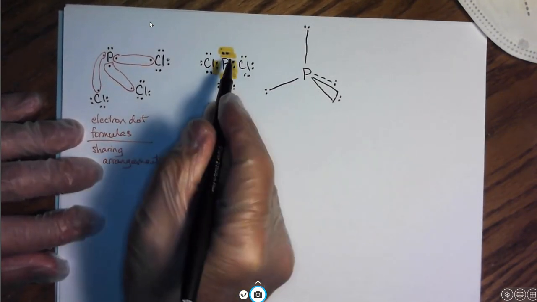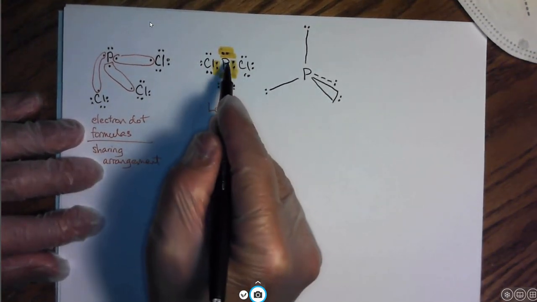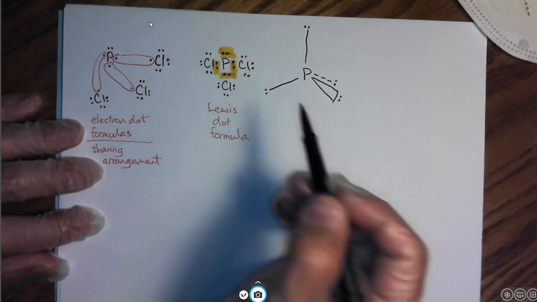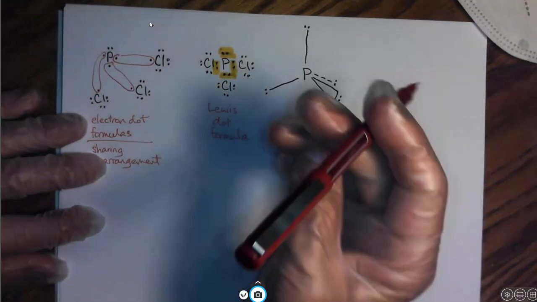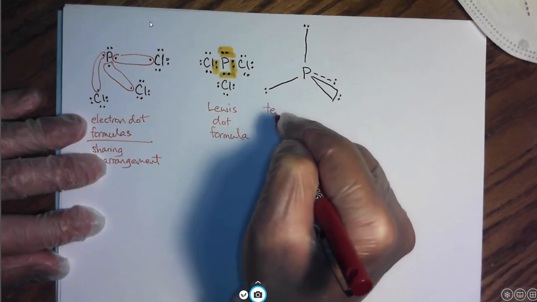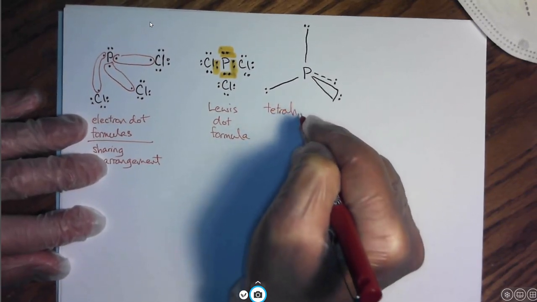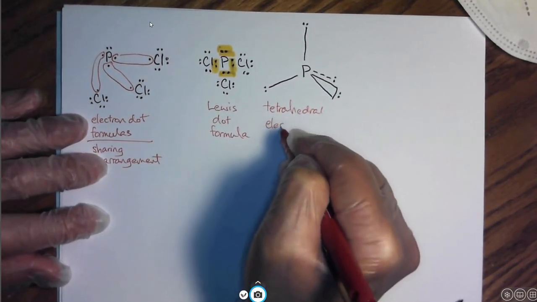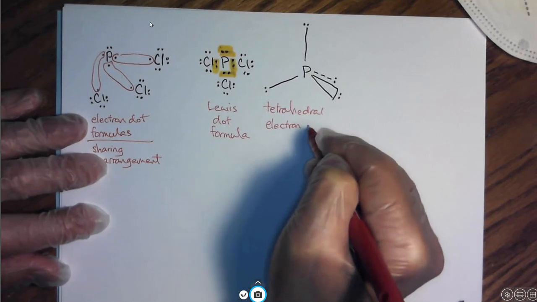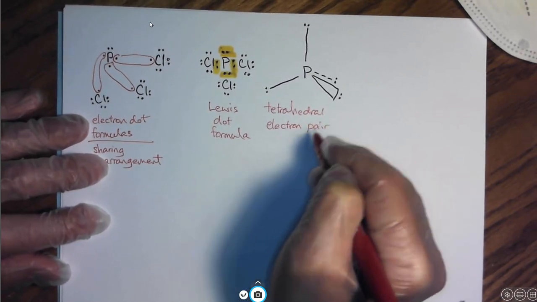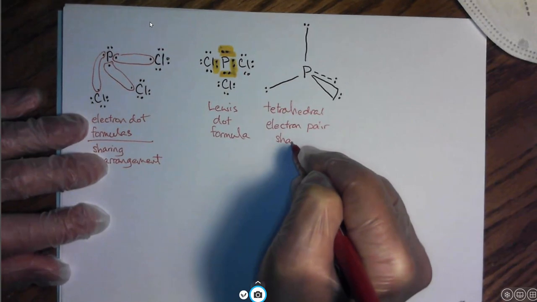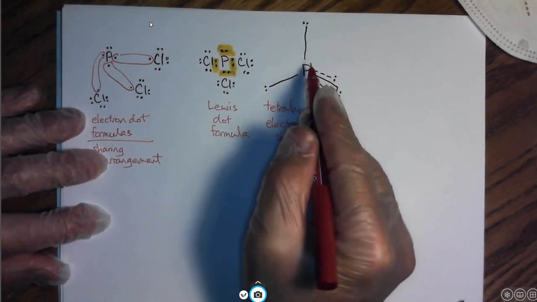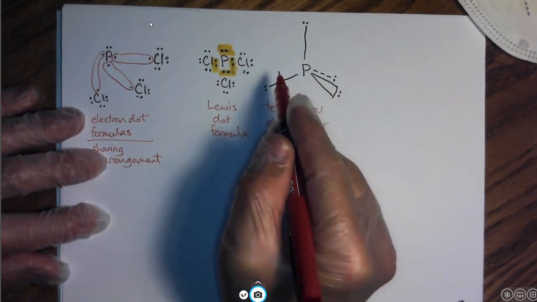So one of these sets is that lone pair. The other 3 sets are these shared pairs. Okay, this is what's shared between chlorine and phosphorus. So this is a tetrahedral. That's the geometry. And this is an electron pair shape. And the electron pair shape is the drawing that has an atom in the middle and has only electrons on the end of the arms. Okay, that's an electron pair shape.